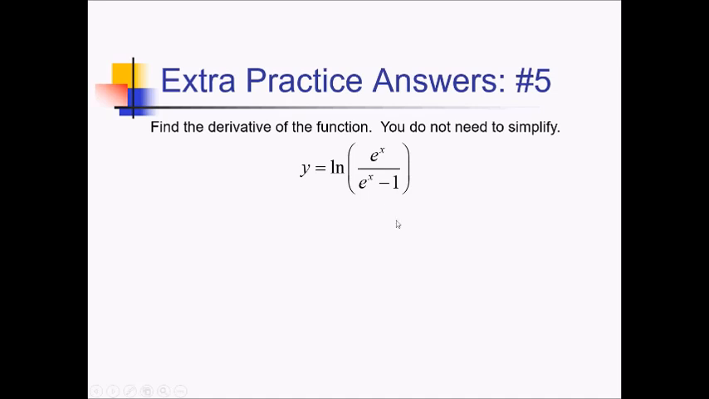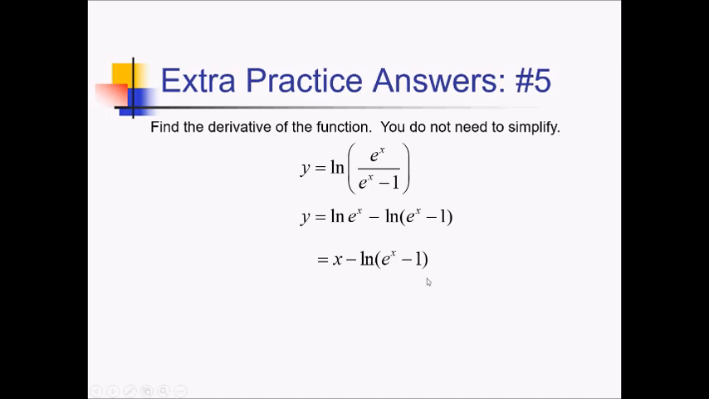On this problem, to make my life easier, I'm going to split this up using log rules. So I'm going to turn division into subtraction of logarithms by writing ln of e to the x minus ln of e to the x minus 1. And I can simplify a little bit here. This ln of e to the x, the ln and the e cancel, so this is really just x over here. All right, time to stop putting off the calculus.